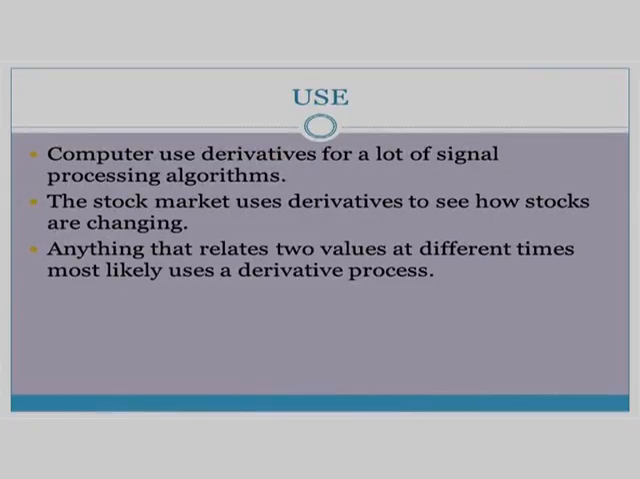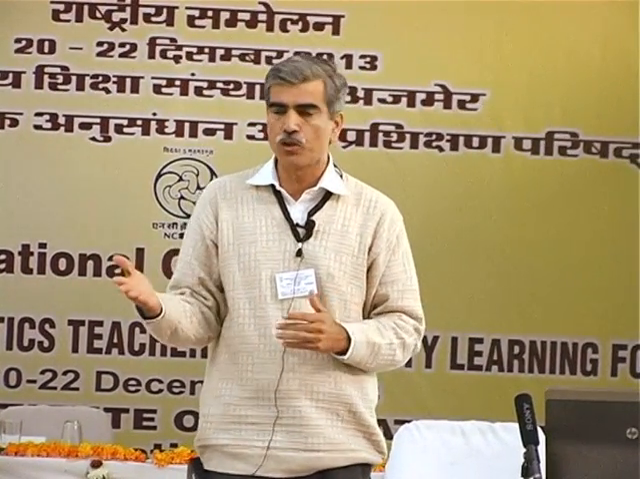Here, if you differentiate, suppose, what is the formula for volume of a sphere? 4 by 3 pi r cube. Just differentiate it with respect to r. What is that?